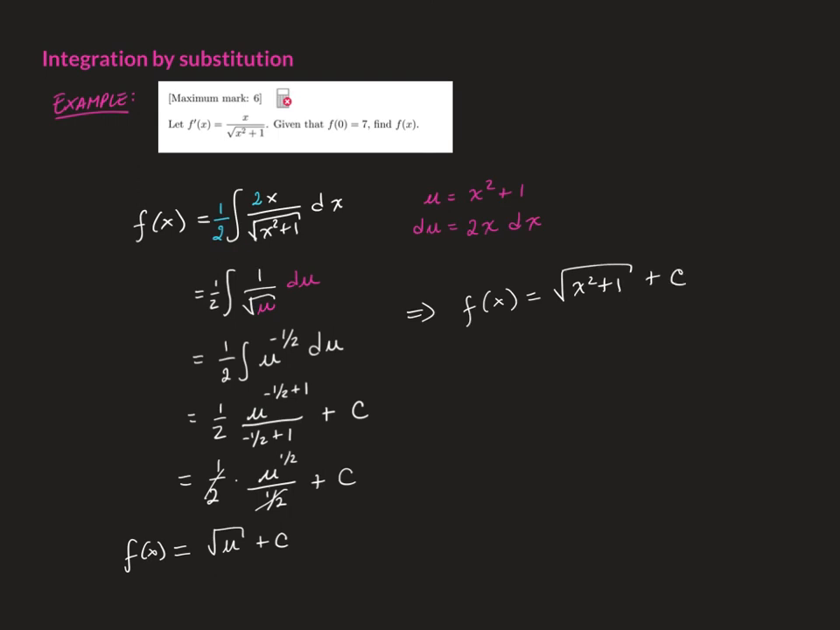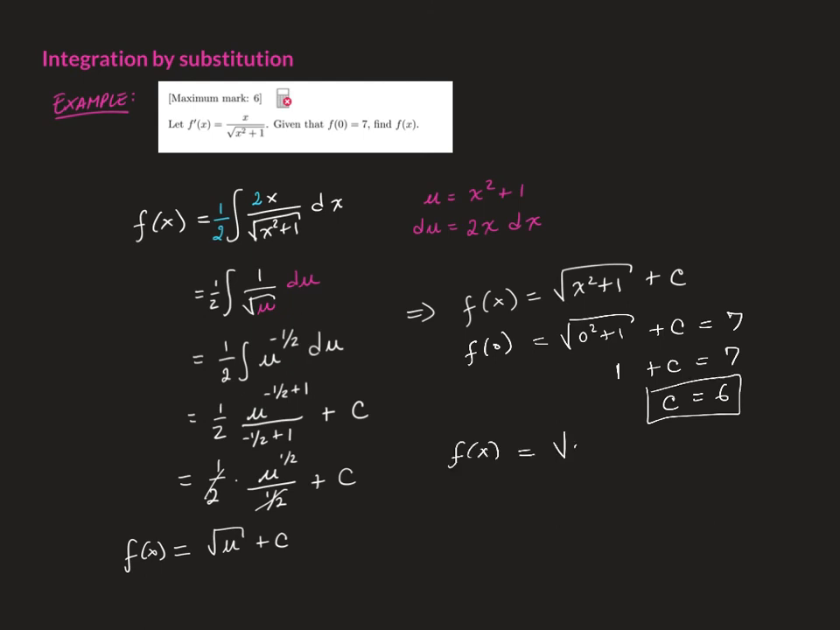Now we need to find the final answer for the function, which we can find by using the initial condition that they gave us. They told us that f of 0 has to be equal to 7. So we are going to substitute f of 0, and that's going to be the square root of 0 plus 1, plus c, which has to be equal to 7. So since 1 plus c is 7, c has to be 6. So the function f of x is given by the square root of x squared plus 1 plus 6.